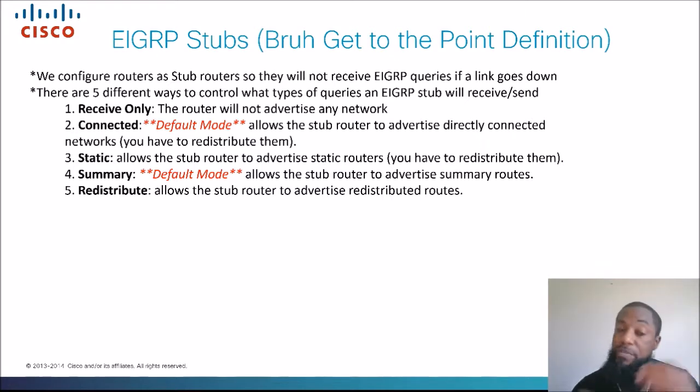Connected, this is a default mode. The neighboring router is just going to advertise connected routes. There's also static routes, or EIGRP stub static. It allows the stub router to advertise static routes. You have to redistribute them though. And then there's summary. That's also a default mode. It allows the stub router to advertise summarized routes. So he will advertise summarized routes, and he'll also receive some EIGRP updates. But that's it. He's not going to advertise his static routes. He's not going to advertise his connected routes. Only summary routes, right? And then lastly, there's redistribute. It allows the stub router to advertise redistributed routes.